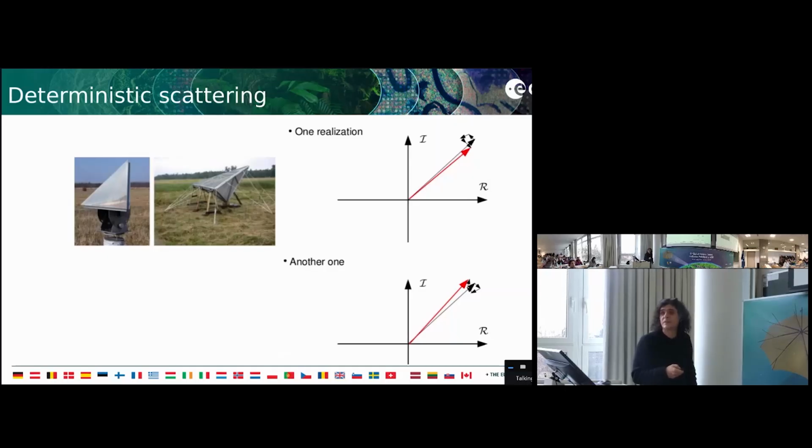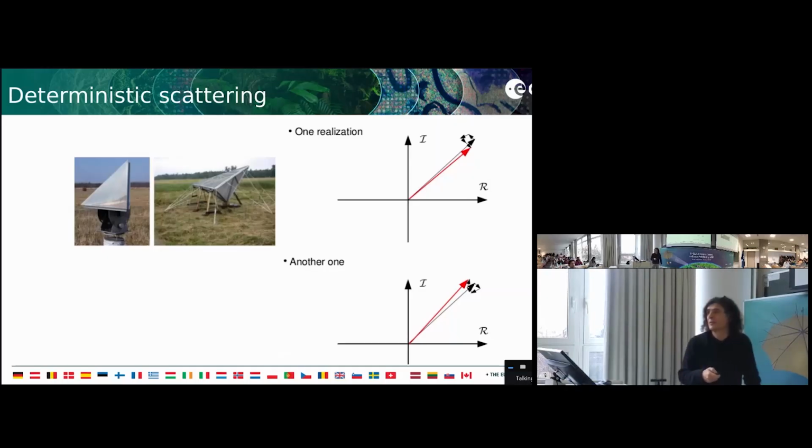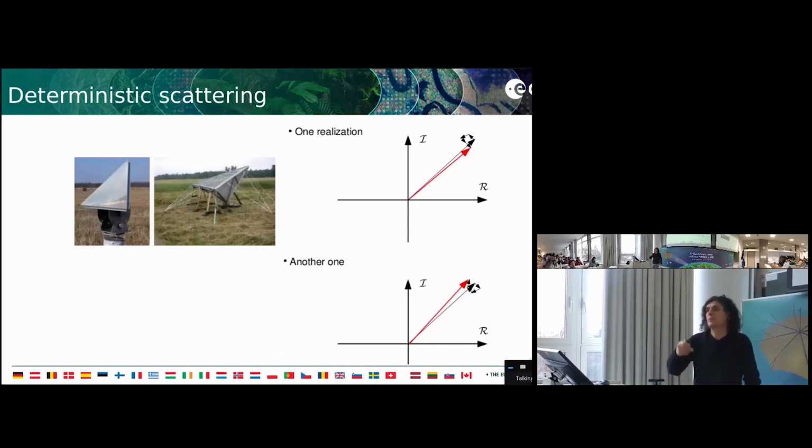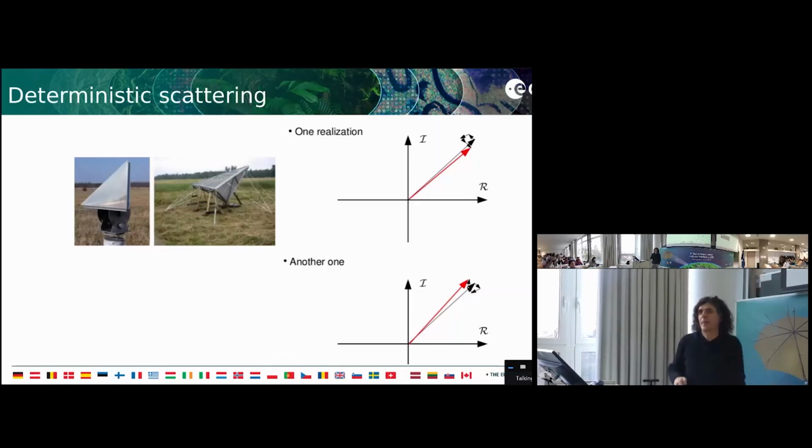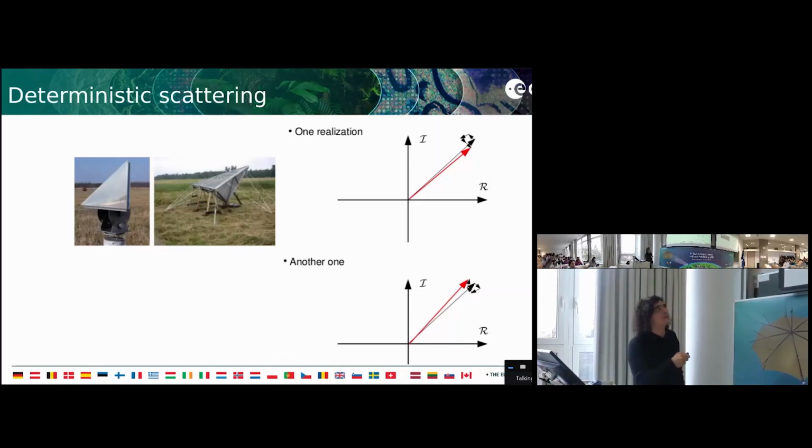So this is called a coherent scatterer. This is what is used in differential SAR interferometry, for instance. You want to look at scatterers whose response remains stable over time. So this kind of response is not affected by the speckle effect.